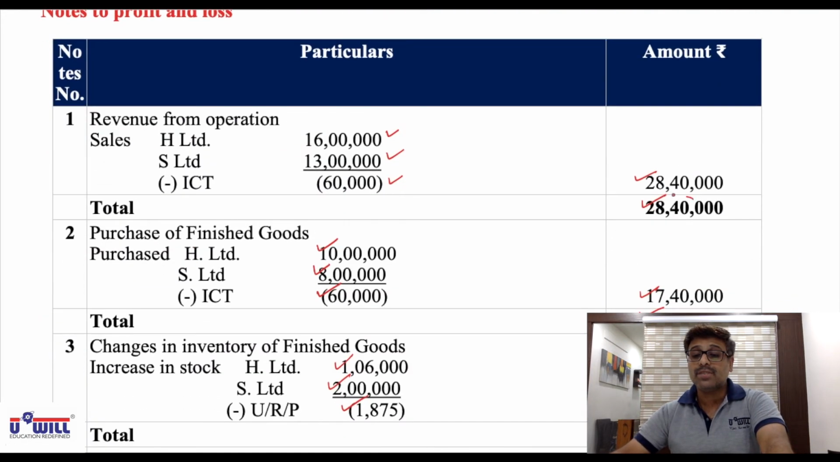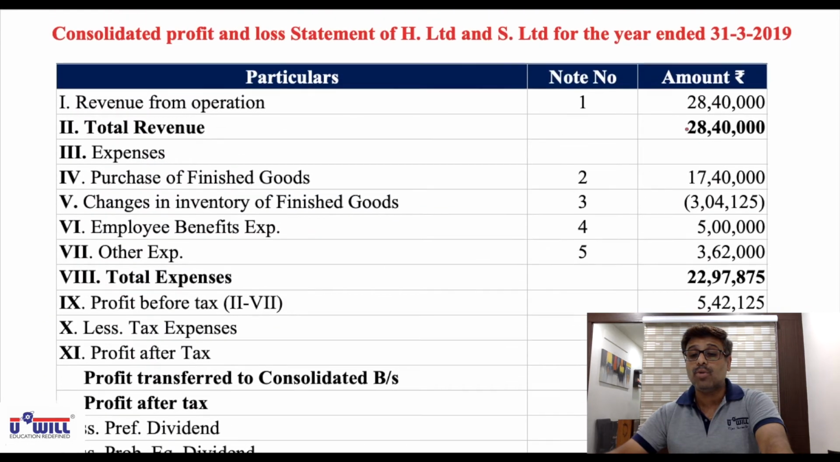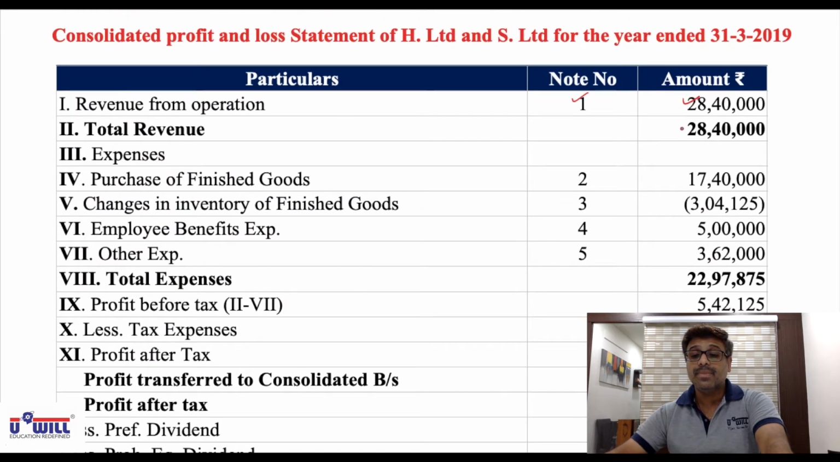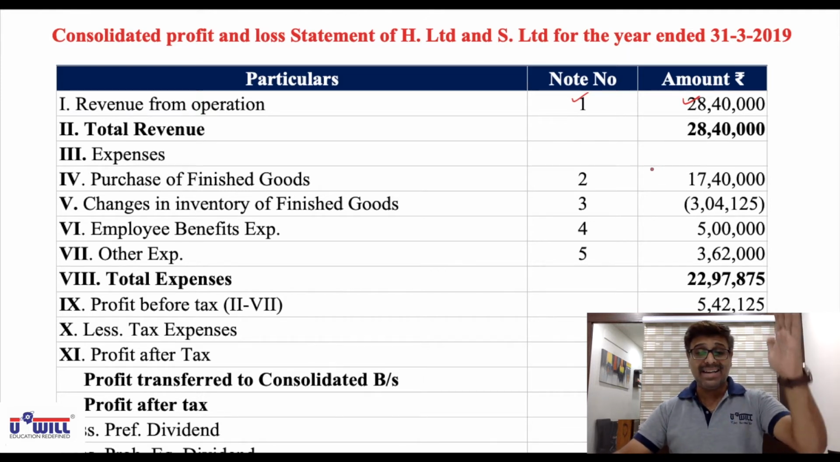Revenue from operations will get 28 lakh 40,000 from note 1. Other incomes we don't have. See, if you have written full P&L statement, very good. But just to cut short, I have written only those items which we have in the question. But you all are supposed to write entire format of P&L statement as we have done in yesterday's lecture. Other incomes we don't have, so total 28 lakh 40,000.